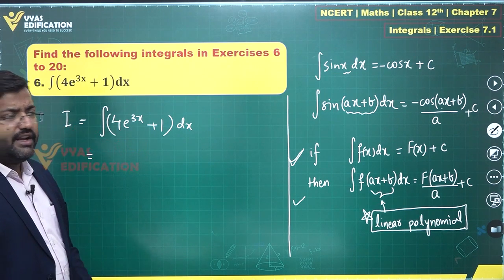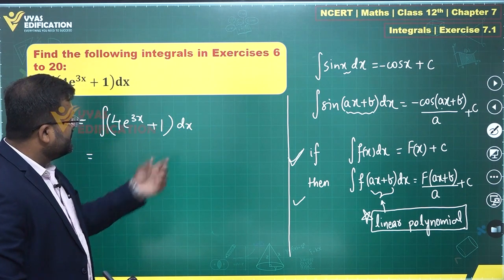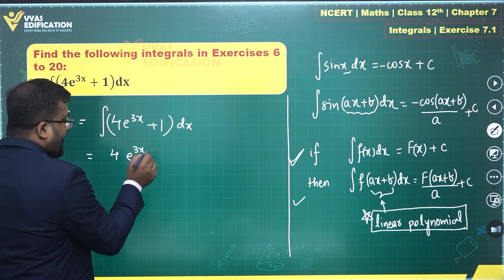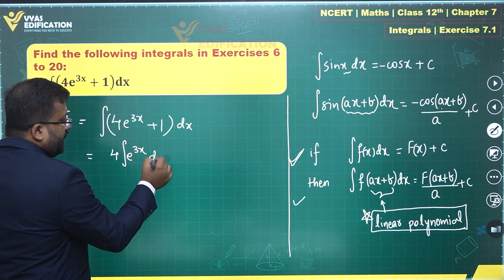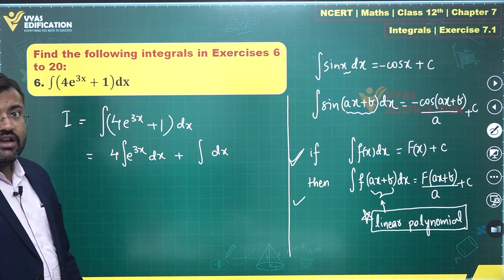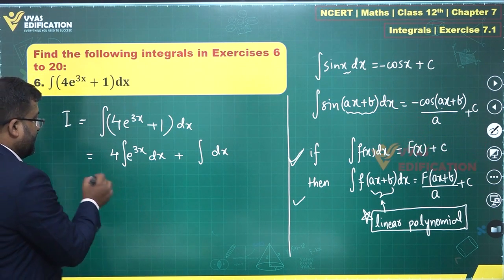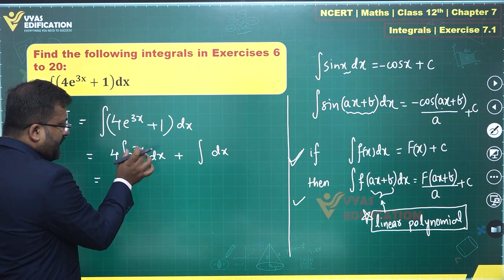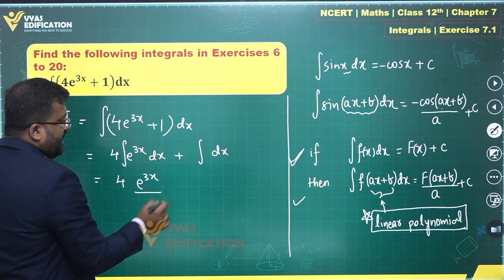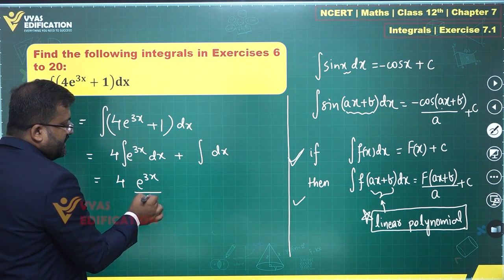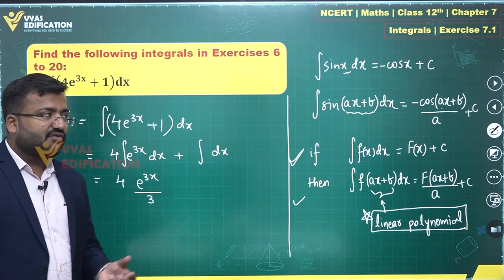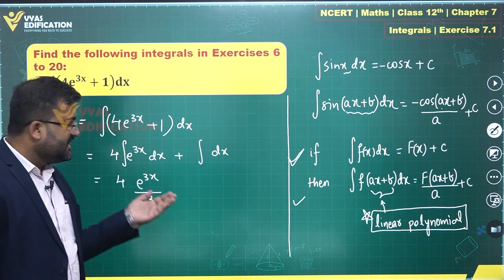For solving this, what do I need to do? I can split this into two separate integrals. This becomes 4 times integral of e power 3x, the 4 will go outside, plus integral of 1 dx, which is integral of dx, right? And now the standard formula tells me that integral of e power some linear polynomial would be equal to e power that linear polynomial divided by the coefficient of x. This is what I'll get, right? This is something which you can obtain by inspection as well, but this is useful.